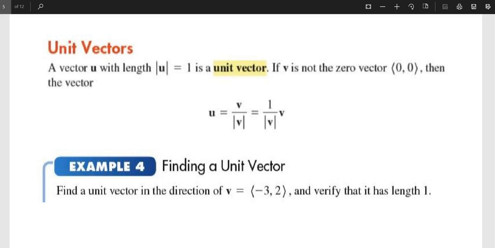How long do you think a unit vector is? 1. Excellent idea. That's right. A unit vector is a vector that has a length of 1. Now, take any vector v that is not the 0 vector. What do we call the 0 vector?